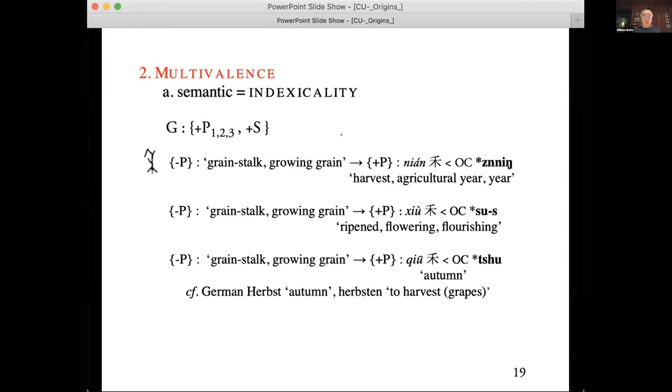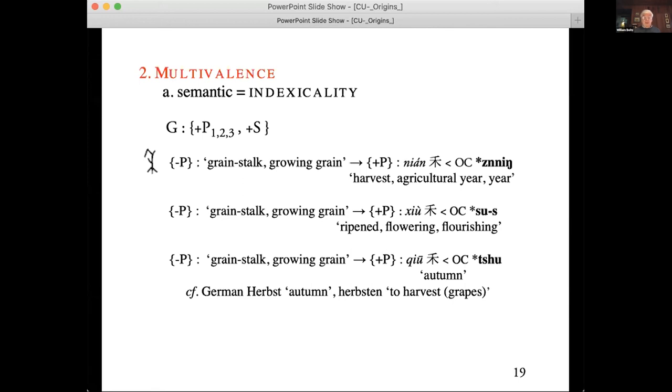It's also used to write another word unrelated lexically to either he, growing grain, or nian, harvest. It's used to write the word xiao, Old Chinese this, which has no relation to the other words, but semantically it follows from the underlying iconic sense of the growing grain, namely a field of ripened or flourishing grain. The third word that it's used to write indexically is the seasonal term autumn. And again, the connection between autumn and harvests and growing grain ought to be semantically straightforward.